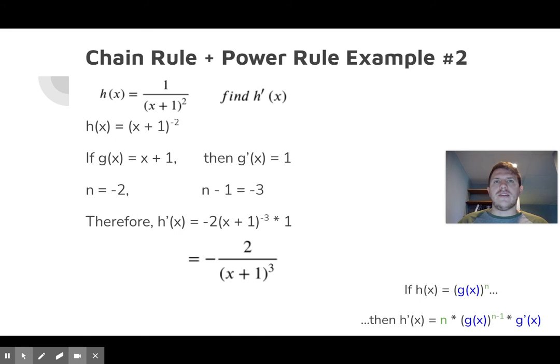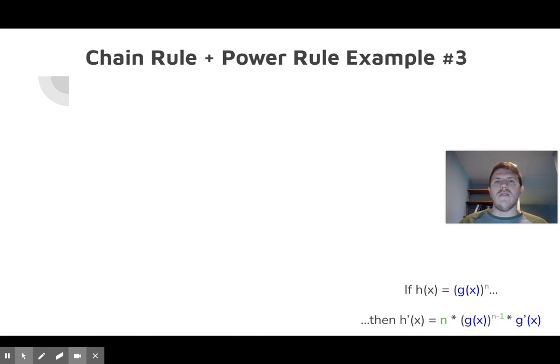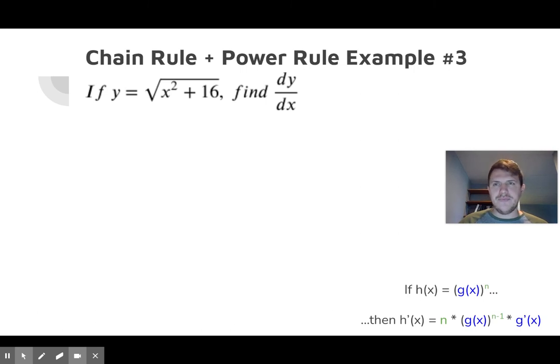Another way we could look at this is, what if we have the square root of a function? So let's say we have this problem here. Let's say y is equal to the square root of x squared plus 16, and we want to find the derivative of that example. Once again, we want to rewrite it where we have a rational power. Okay, so we can write this as y equals (x squared plus 16) to the 1/2 power. So this makes it a little bit easier to work with.